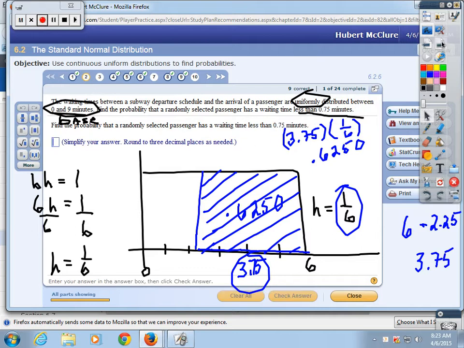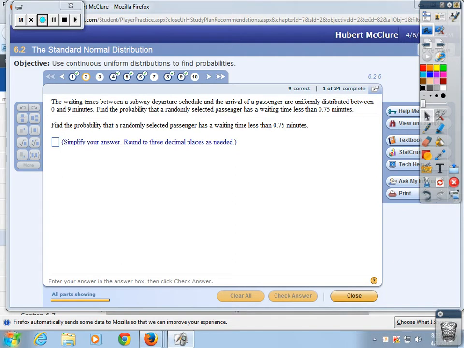All right, you try this one. Waiting time between subway departure schedules and the arrival of a passenger are uniformly distributed. Can't quit yawning. Between 0 and 9 minutes. Find the probability that a randomly selected passenger has a waiting time less than 0.75 minutes.